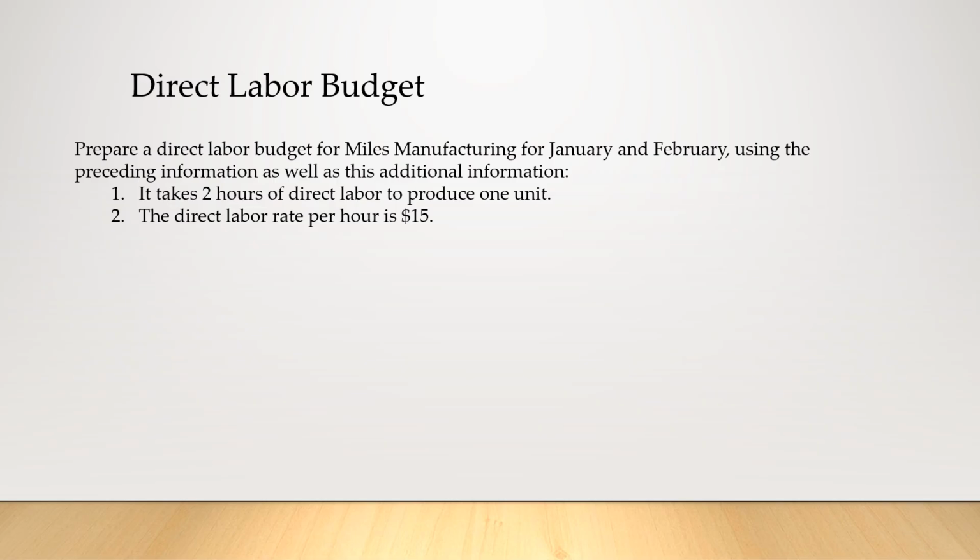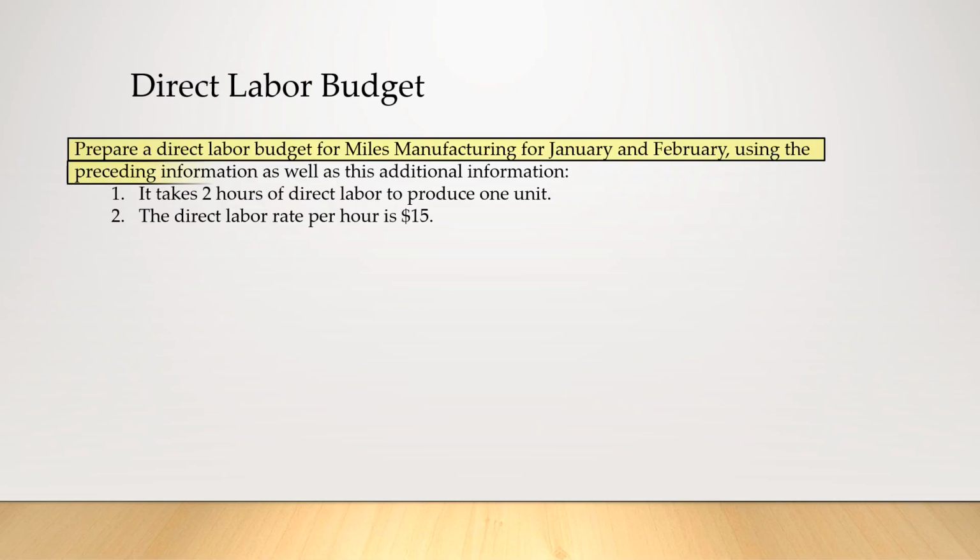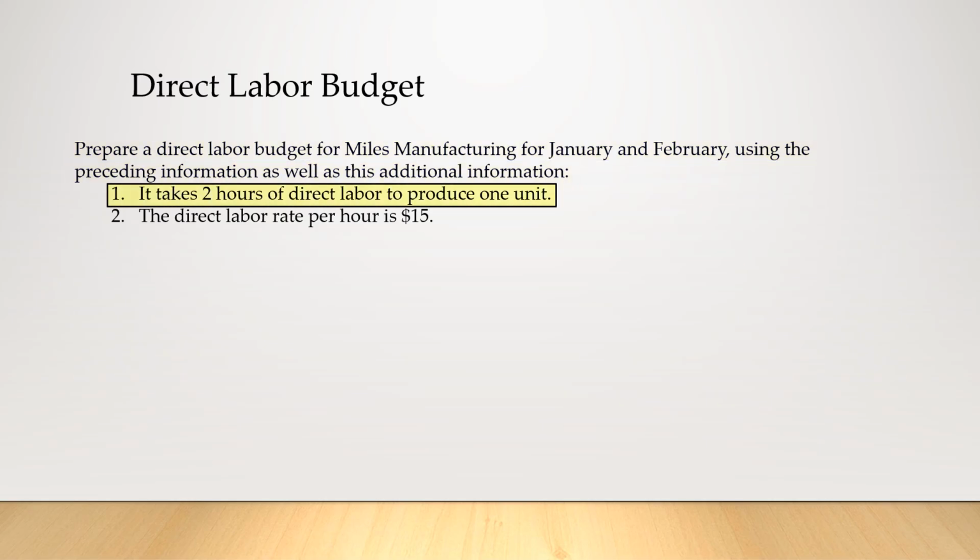Turn over one page to your right. Prepare a direct labor budget for Miles Manufacturing for January and February using the preceding information as well as this additional information. It takes 2 hours of direct labor to produce 1 unit, and the direct labor rate per hour is $15.